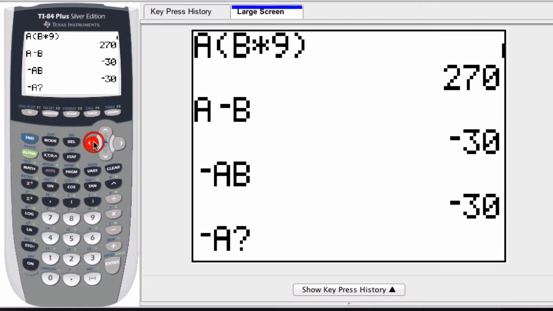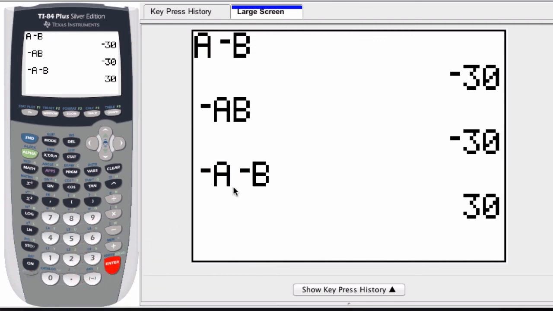We can also do other combinations: negative alpha A, and then negative alpha B. Oops, I made a mistake there. Negative A, and then negate alpha B. Hit enter, and we get positive 30, because negative A times negative B, negative 10 times negative 3, is positive 30. So you can imply multiplication just by putting two variables next to each other.